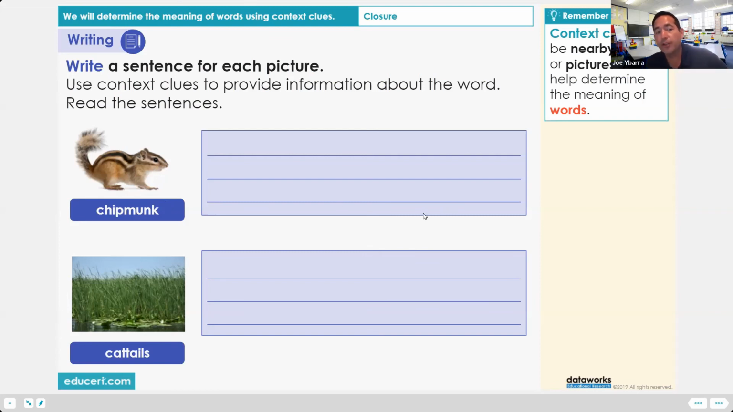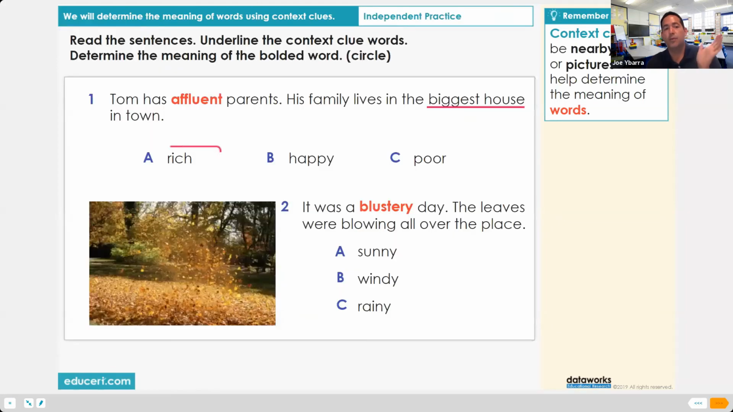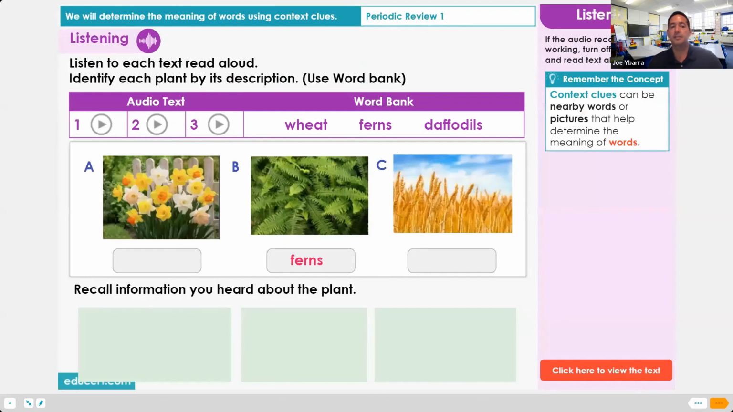You might model the first one. Okay, this is what it means. This is a tiny little animal with a fuzzy tail. The tiny chipmunk, the word I don't know, wiggled his fuzzy tail and ran off. Can you visualize a chipmunk? Now try to write a sentence for cattails. We have independent practice eventually, and then eventually listening and speaking.